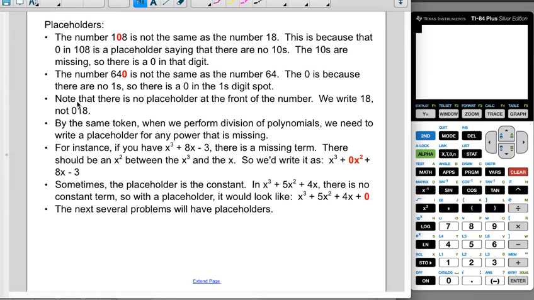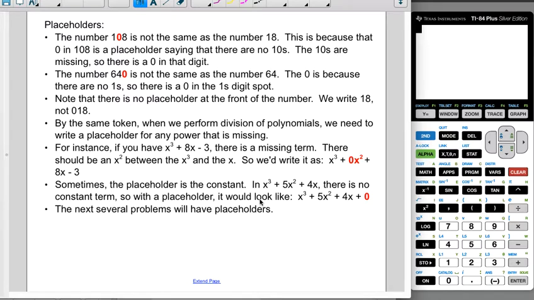Note that we don't generally put a placeholder at the front of a number. Like 18 is the same as 018, but we just don't bother to write the 0 in front of the 18. By the same token, when we perform division with polynomials, we need to write a placeholder if there's any power that's missing. So for instance, if you have x cubed plus 8x minus 3, there's a missing term. There's no x squared. Usually between an x cubed and an x, there would be an x squared. So we'd write it as x cubed plus 0x squared plus 8x minus 3.